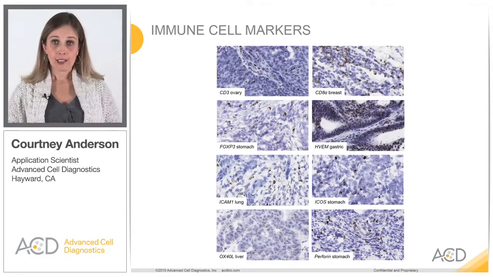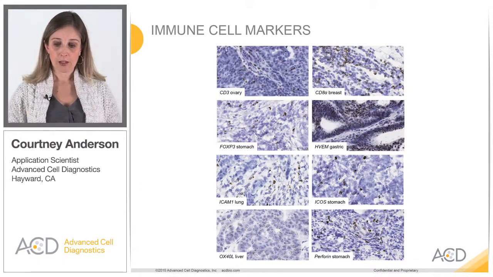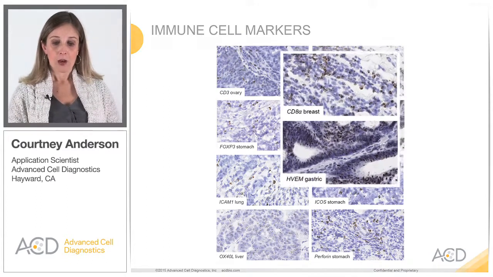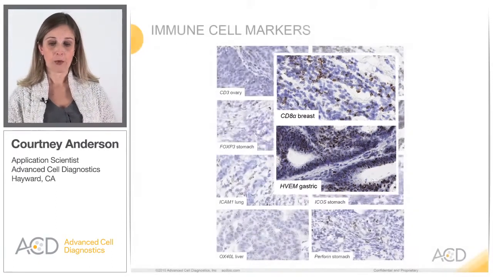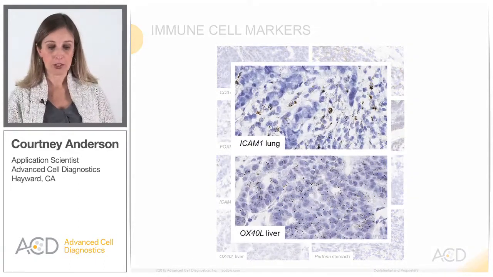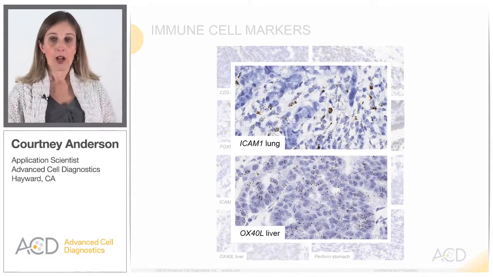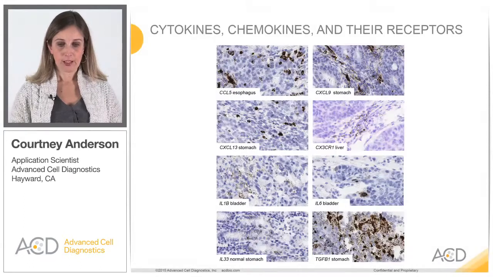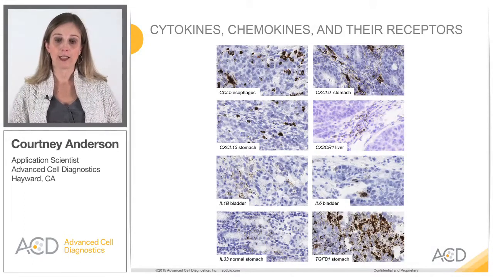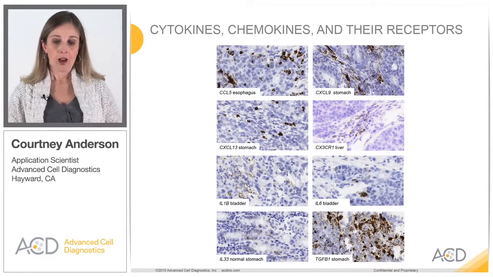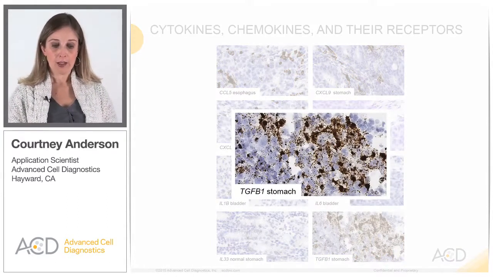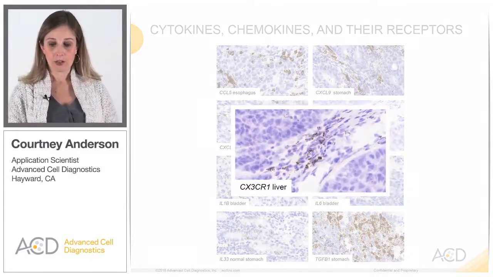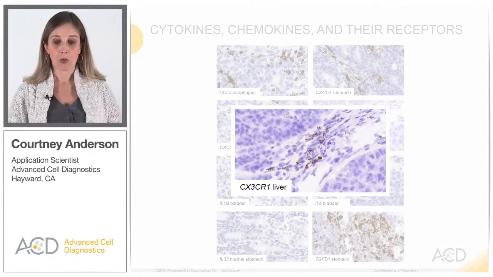We looked at 14 immune cell markers, and I'm showing 8 of them here. Again, just to highlight a few of these, as I mentioned before, CD8 alpha we've shown in the duplex assays. We also have high expression of HVEM, and then we can also detect expression of some of the lower markers, including ICAM1 and OX40L. And then lastly, we looked at 24 cytokines, chemokines, and their receptors. Some of the most highly expressing, such as TGF-beta1 in the stomach, is quite robust, but we can also detect expression of some lower expressing markers, including CX3CR1 in the liver.